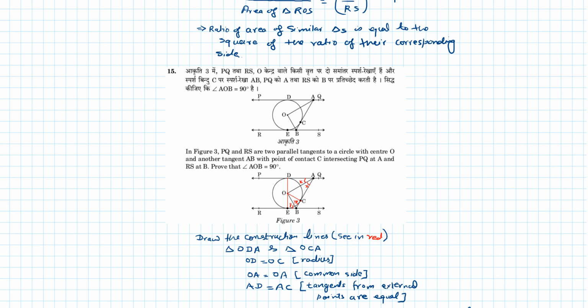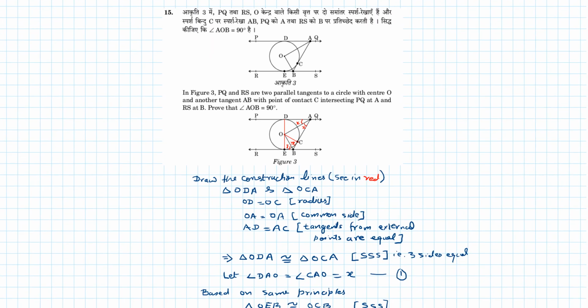Let us come to question number 15. In question 15, it says PQ and RS are two parallel tangents to the circle with center O, and another tangent AB with point of contact C.